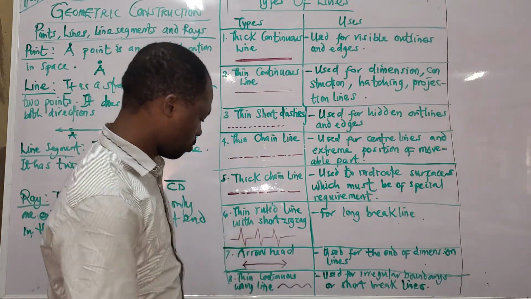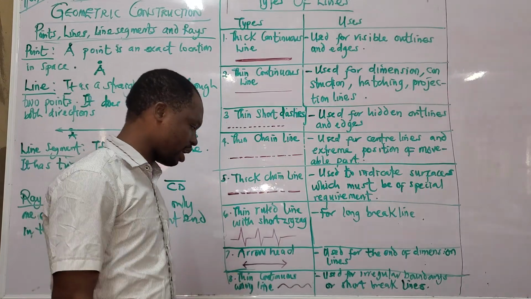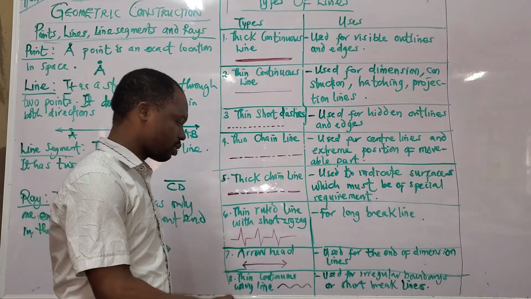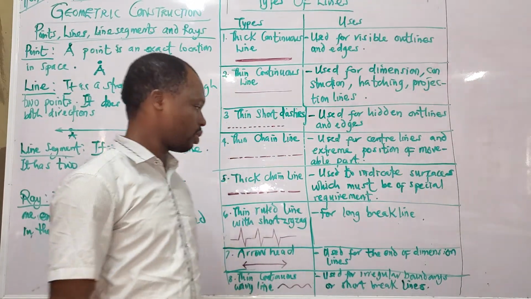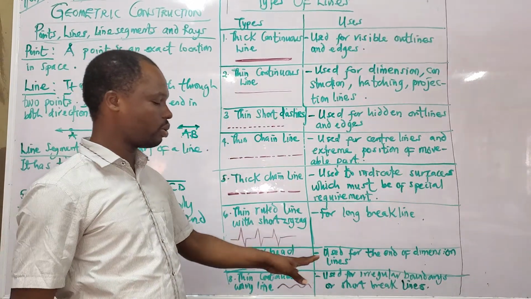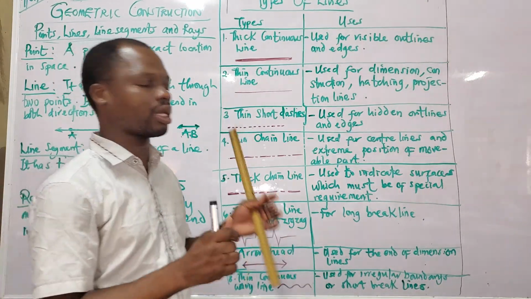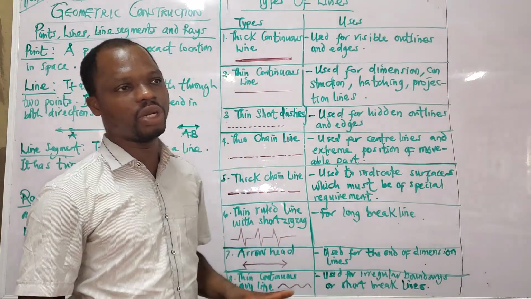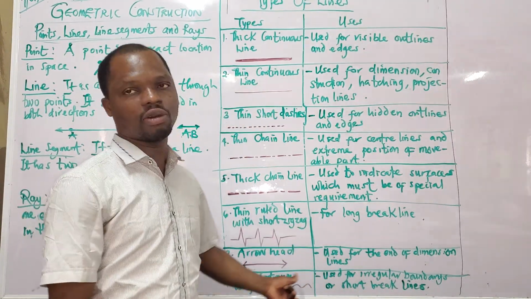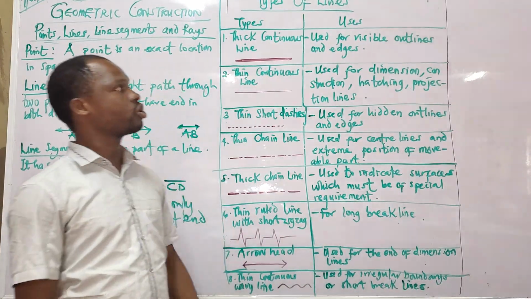Then the last one we will be discussing today is the thin continuous wavy line. These are used for irregular boundaries. Sometimes there are boundaries that are not certain, or not regular, or maybe short break lines. So we make use of the thin continuous wavy line to represent them.